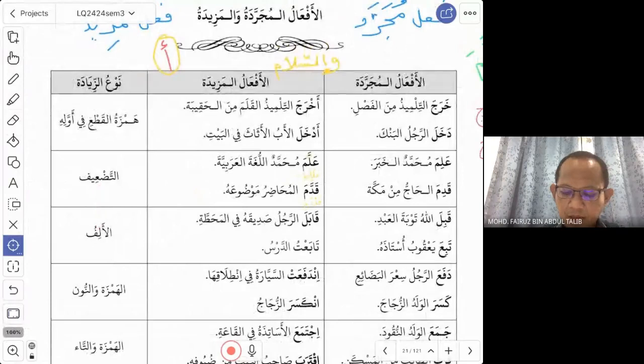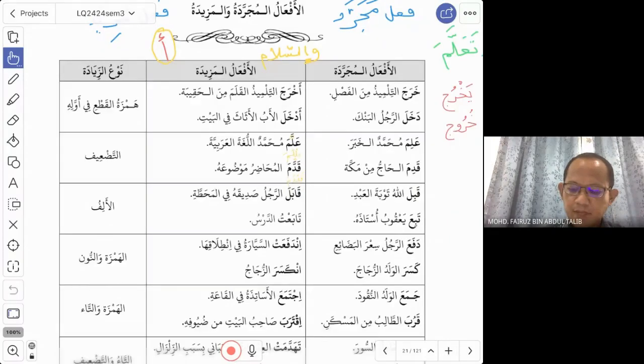Tad'if. Now, when we change the form from qadima to qaddama, the meaning, as I said, will also be changed. Qadima, came. Qaddama is to present. You see, the meaning is now different. Qaddama al-muhadiru mawdu'ahu. The lecturer presented his topic. So qadima, to come, and qaddama, to present. Two different fi'l, but they originate from the same root word. Now, right. Another fi'l.